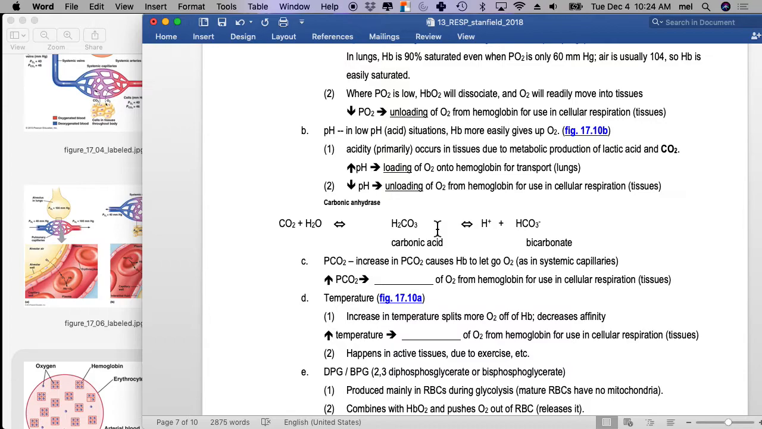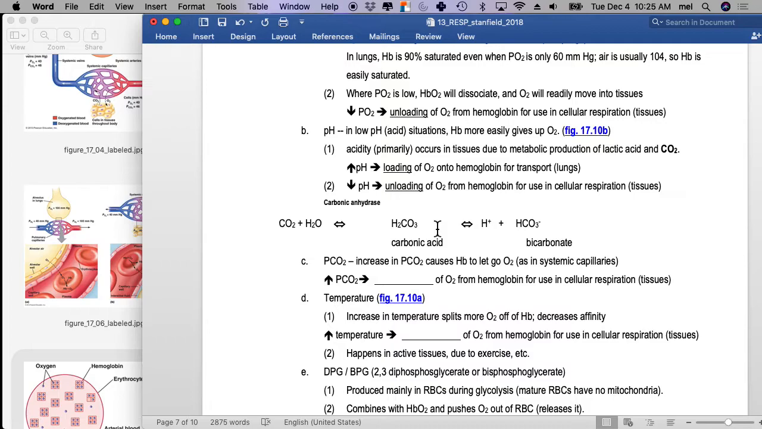Okay. So what do you predict about temperature? As temperature increases, does it favor loading or unloading? Unloading, yes, so that you can use it. As temperature decreases, it favors loading. Does that make sense? So make this statement for me. What temperature favors loading? Lower temperatures, yes? Are you seeing the logic here?